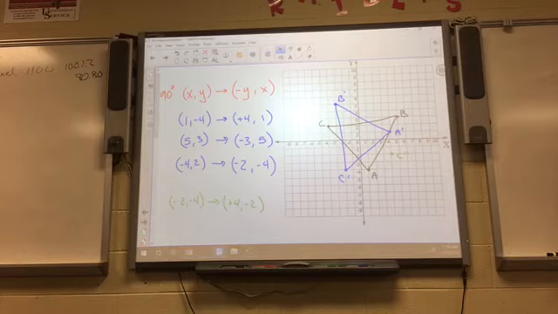But does it matter what order you do them in? Yes, it does. If they tell you to translate it and then rotate it, you need to translate it first and then rotate it. If you rotate it and then translate it, you'll end up in the incorrect place, especially once we start getting to reflections and rotations. So be careful with those. Do it in the order they ask you to.